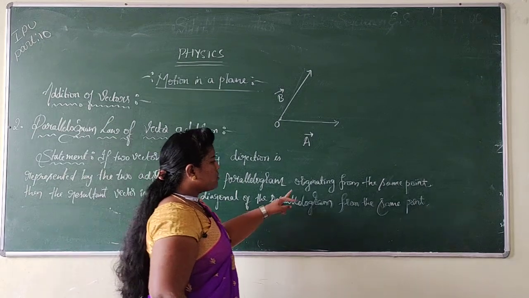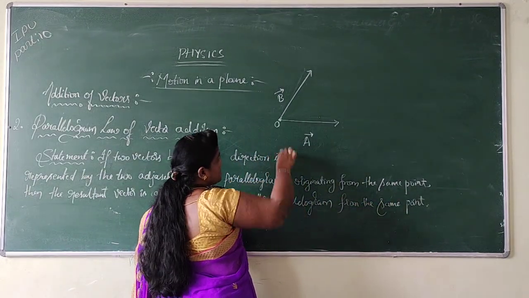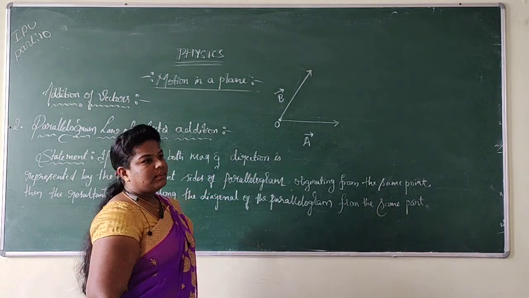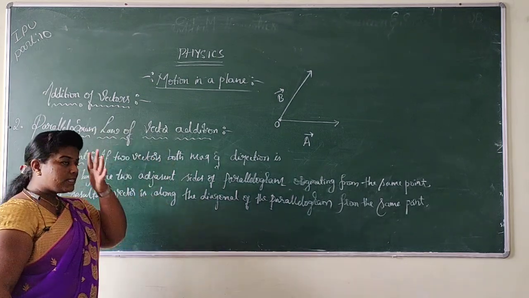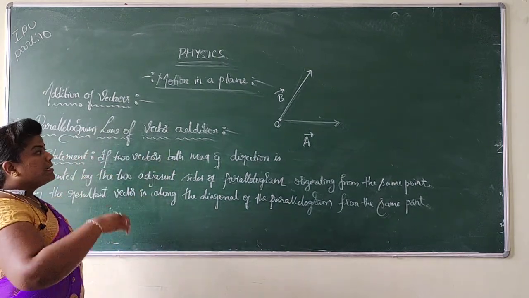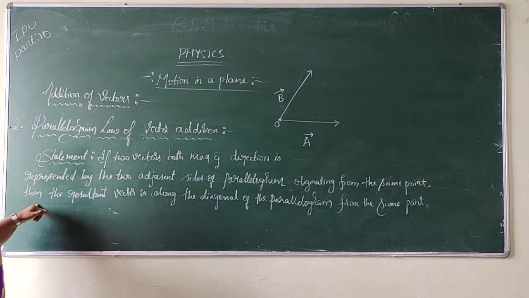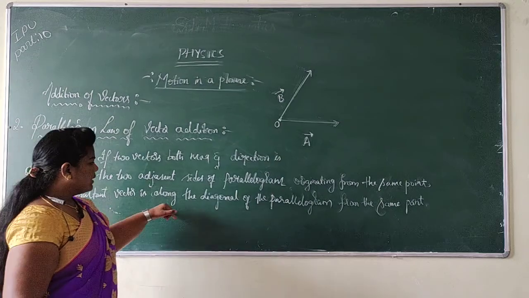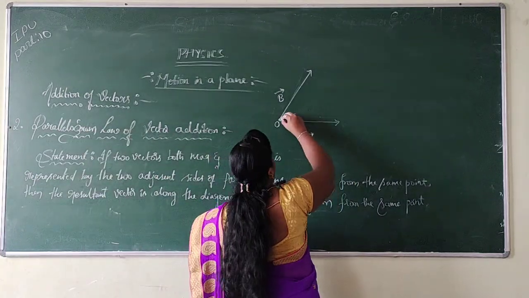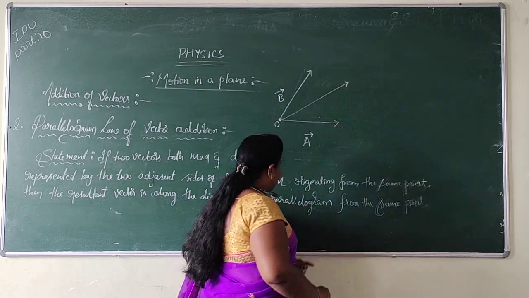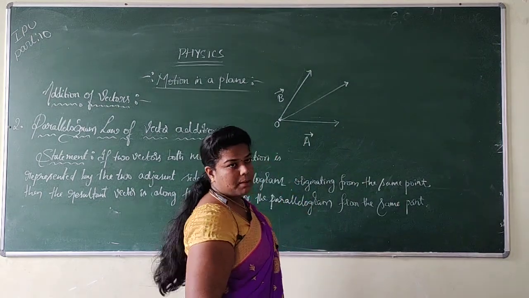Then here the condition was originating from the same point. It means the two vectors should come from the same point. Easily I can say that those two vectors are co-initial vectors, which have the same origin point. Then where should the resultant be? The resultant vector is along the diagonal of the parallelogram. So the diagonal of the parallelogram is in this way, whereas that diagonal should also emerge from the same initial point.